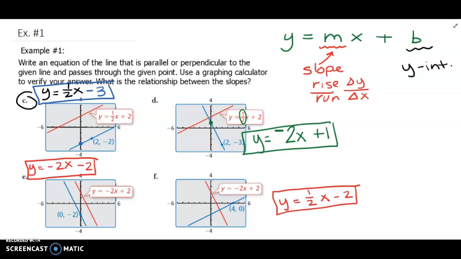All right, here are your answers for E and F. Now notice on E, it's parallel to, so the slope is going to stay the same. So notice we have a -2 and a -2. And then the number outside is just where it crosses the y-axis, so down here at -2, so we'd plug -2 in there. All right, now F, same but different.